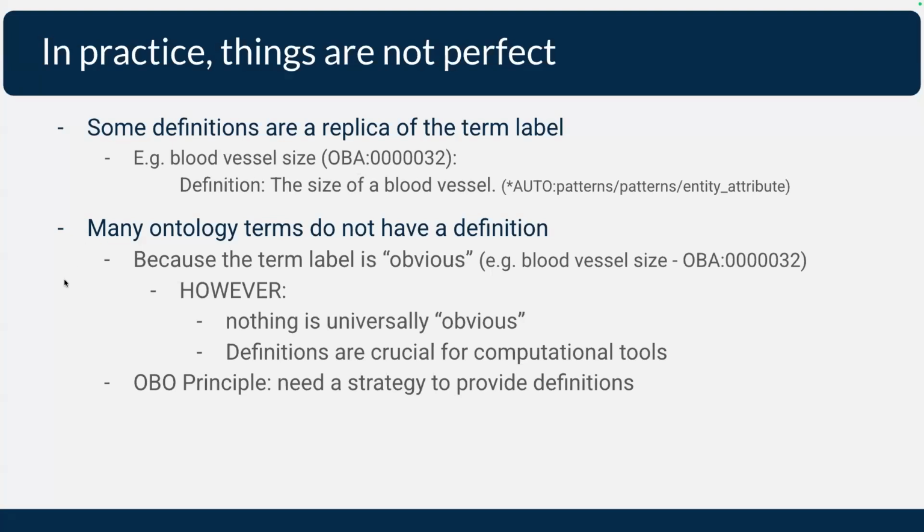Also, there are a lot of ontology terms that do not have definitions for many reasons. We're not going to go there. And sometimes it is because the term label is very obvious, like, for example, blood vessel size. But we have seen at the very beginning of the presentation, obvious is not always obvious to everyone. And also, if you don't have a definition, a computer is probably not going to figure it out on its own. And so, if you remember, also at the beginning of the discussion, the OBO principle says, if you don't have definitions, you need a strategy to provide definitions.